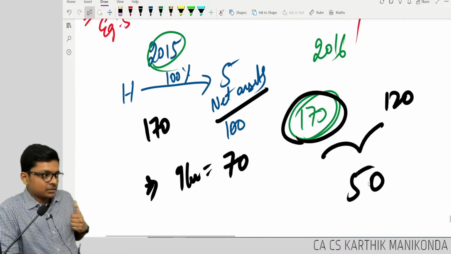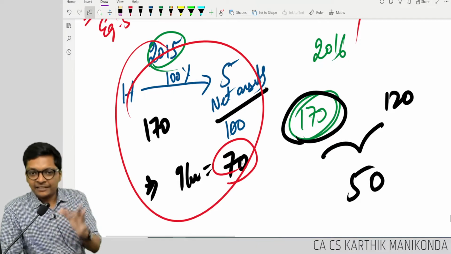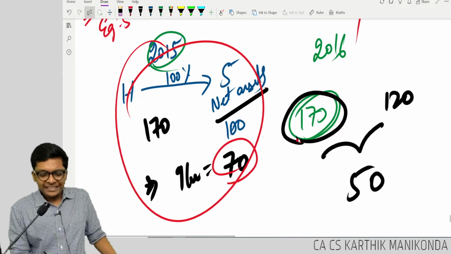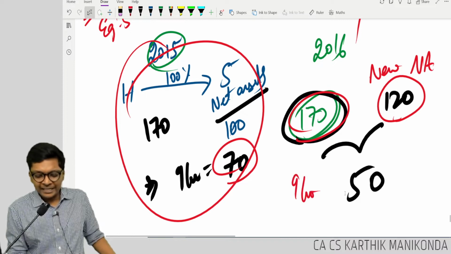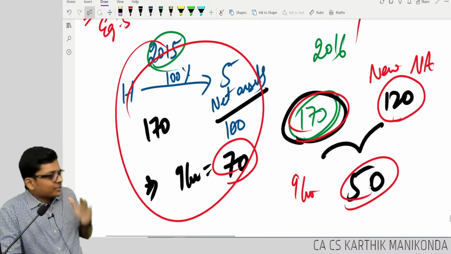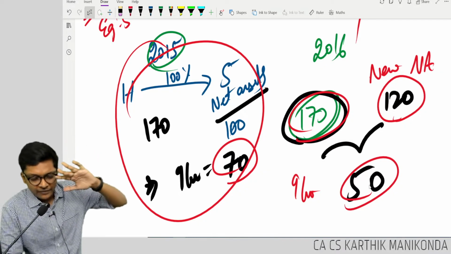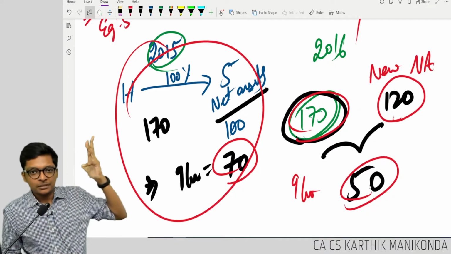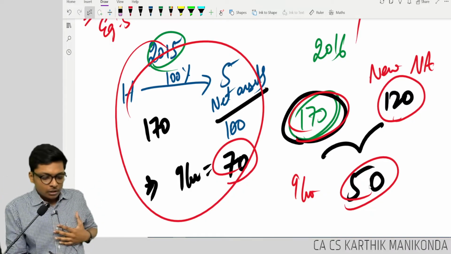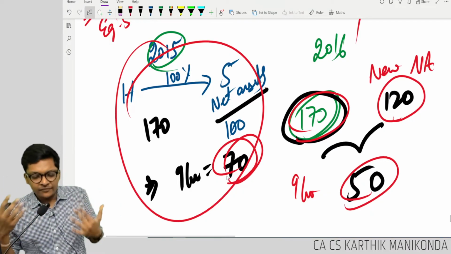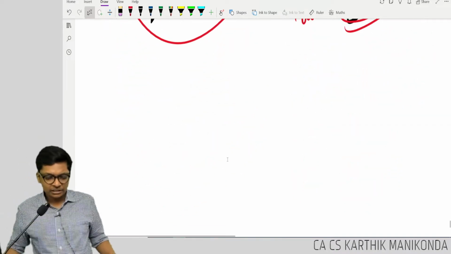Are you getting the question, guys? Year 1, goodwill was 70. In year 2, I am saying 170 minus new net assets 120, therefore goodwill is 50. How many of you are saying yes, sir? Makes sense? Okay. We are going to break this down. How many of you are confused here? You have to be confused at this point. What is the answer, sir? I am not able to understand. Goodwill 70 or 50, or only 70? I need clarity. That is the last stage of discussion.